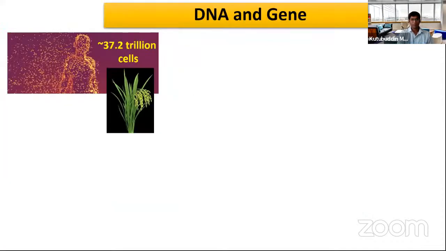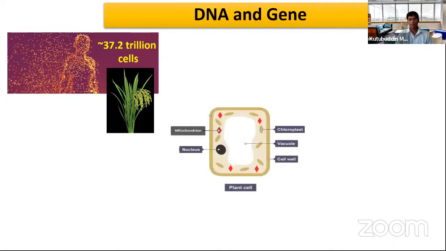So, okay, it's always good to rephrase our understanding of DNA and genes in order to smoothly follow my presentation. Any higher eukaryote like a human is made up of trillions of cells, and a rice plant is also a higher eukaryote. It is also made up of trillions of cells. So if you see, this is an example of a plant cell, and this cell has a nucleus.